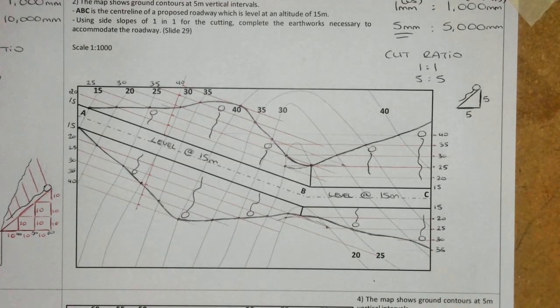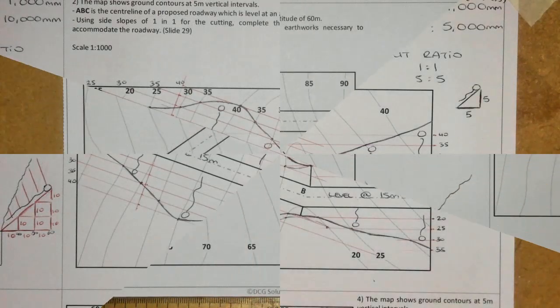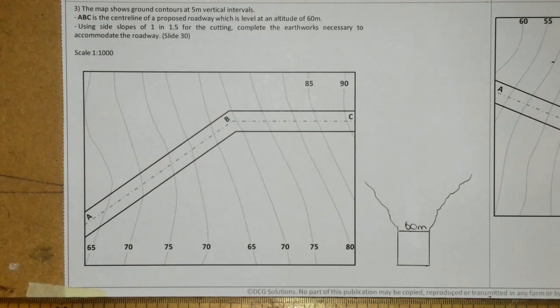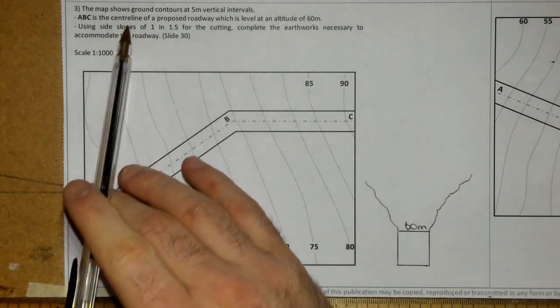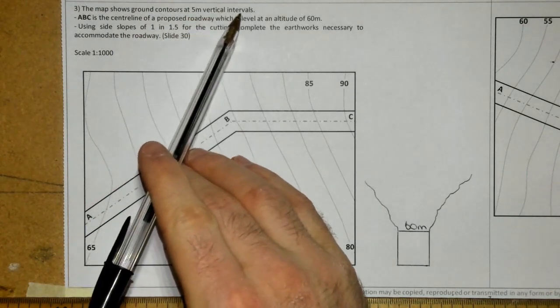Okay, so that's the second question done on that page there, guys. Hope you found that helpful. Now what we're going to do is move down to the question on the bottom left of the page, question 3. Okay, right, folks, so question 3 on this page says the map shows ground contours at 5 meter vertical intervals.